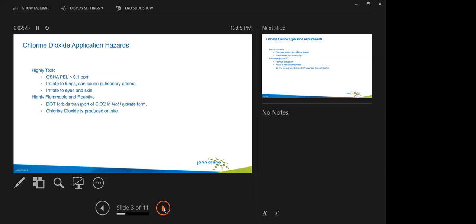The problem with chlorine dioxide is it's highly toxic. The limit on it is 0.1 parts per million. It can be an irritant to the lungs, cause pulmonary issues, and irritate the eyes and skin. It's also highly flammable and reactive, and that's why the DOT forbids transporting it unless it's hydrated. So typically what the plants do is produce chlorine dioxide right there on site and transfer it to the process.